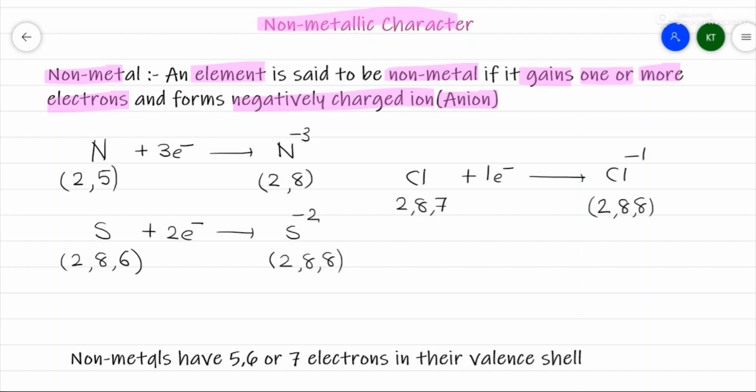So here you can see an element shows a tendency to gain 1 or more than 1 electron in its valence shell and gets converted into negatively charged ion. That's why these are called as non-metals. Now, in general, non-metals will have 5, 6 or 7 electrons in their valence shell.